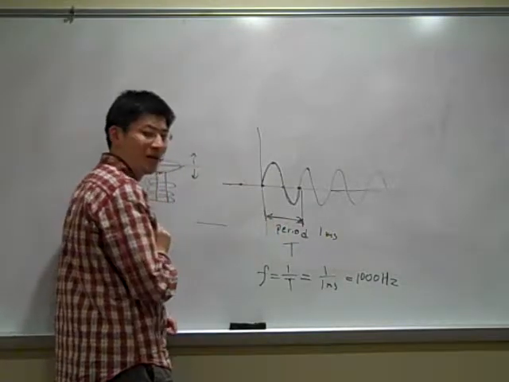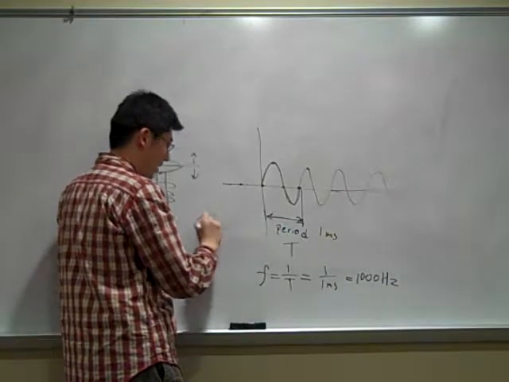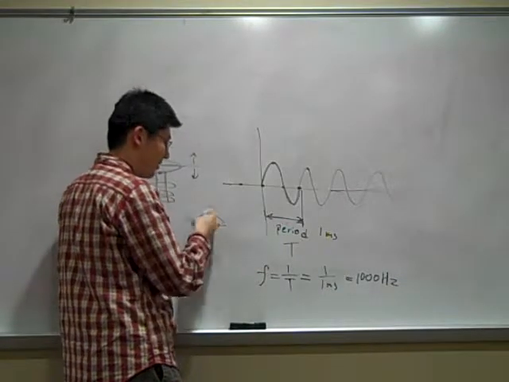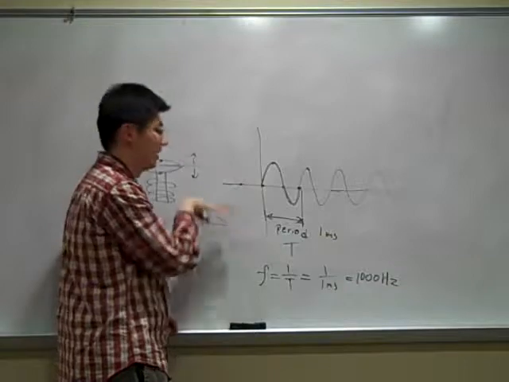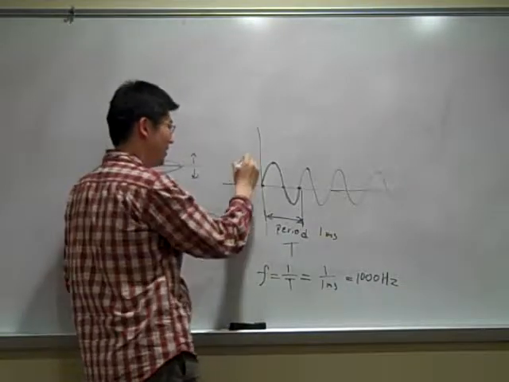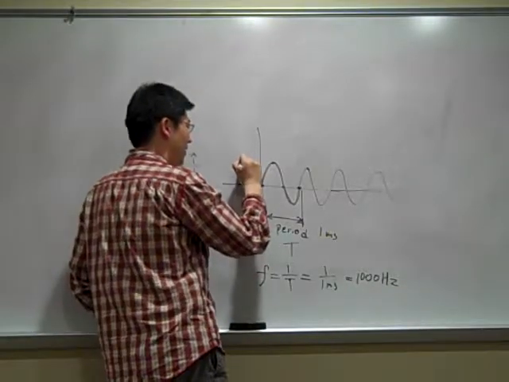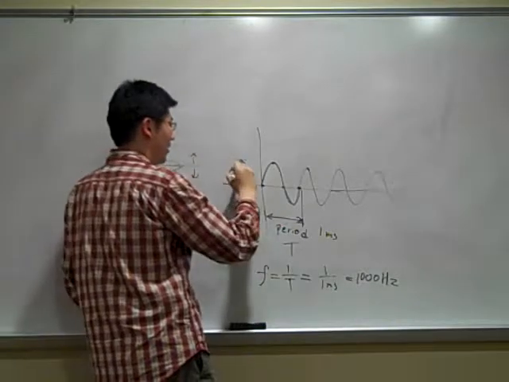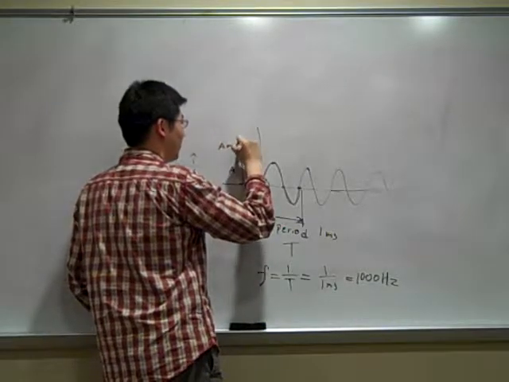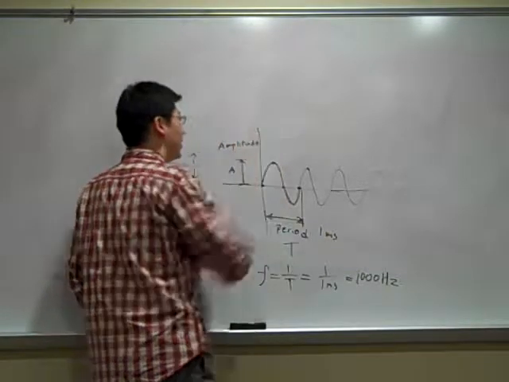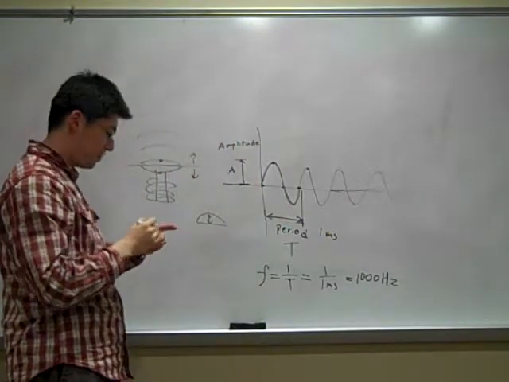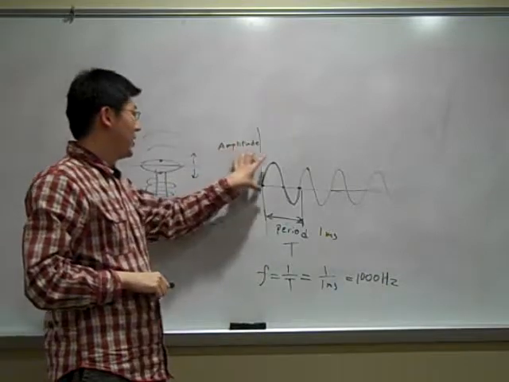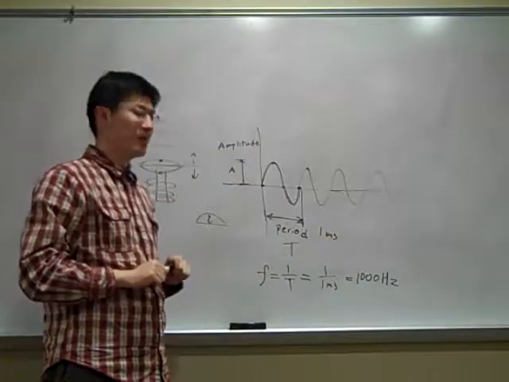which is where it sits if you have no sound and the speaker was off, to the maximum position when the speaker is bulged out the maximum. So this distance from here to here is called the amplitude. And of course, this determines how loud the wave is going to be.